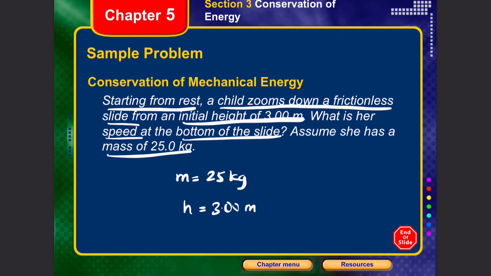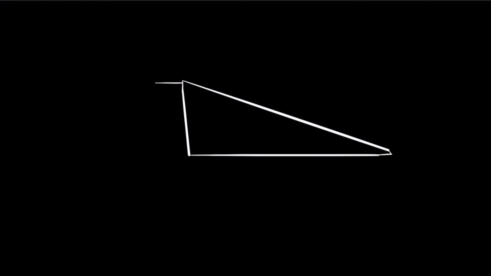Now, what is happening here? Let's take the slide into consideration. Let's say that this is the slide where the child comes down. The slide has an initial height of 3 meters. So this height here is 3 meters. Now this is position A and this is the final position B.